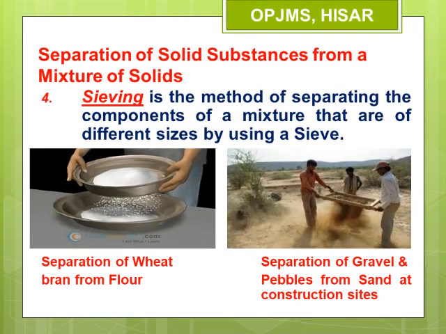Next technique is sieving. Sieving is the method of separating components of a mixture that are different in size by using a sieve. A sieve is a shallow vessel that has small holes in it. You must have seen a sieve at your home also. The size of the holes in the sieve depends on the size of the component to be separated.